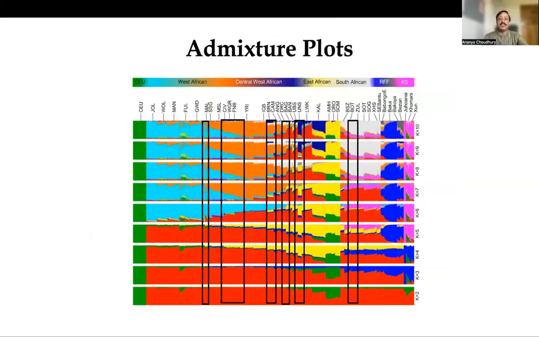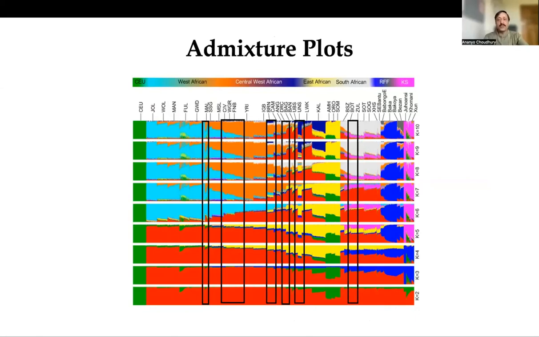So this is the admixture plot based on our data along with data from previous studies. Some of our populations are highlighted by black rectangles. Although it is difficult to see things in this plot, what is apparent is that despite our populations being predominantly Niger-Congo speakers, most of the other African ancestries are represented in our data set by admixture.